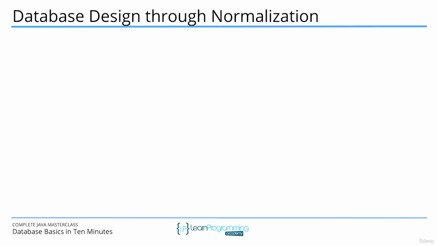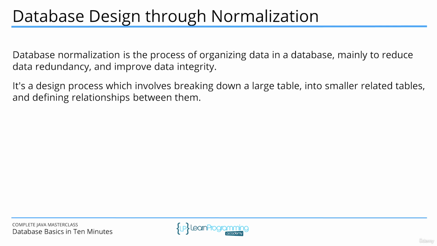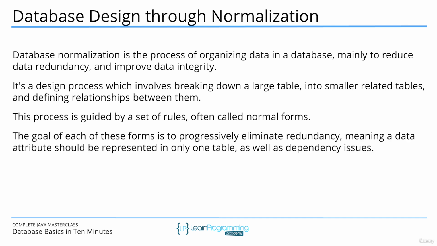Designing a relational database is a special skill and usually ends up in a delicate balance between theory and performance concerns. I'm not going to cover this except to introduce you to the term normalization. Database normalization is the process of organizing data in a database mainly to reduce data redundancy and improve data integrity. It's a design process which involves breaking down a large table into smaller related tables and defining relationships between them. This process is guided by a set of rules, often called normal forms. The goal of each of these forms is to progressively eliminate redundancy, meaning a data attribute should be represented in only one table, as well as dependency issues.